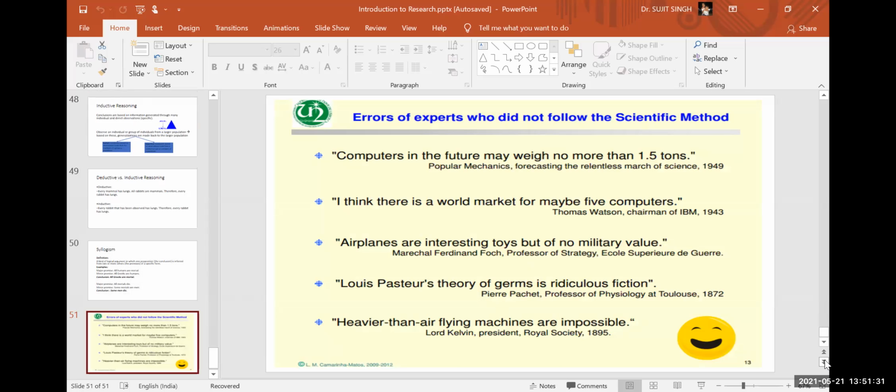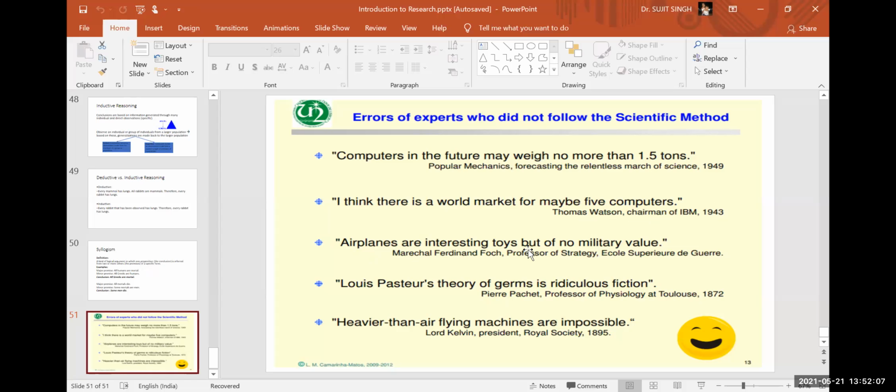And also remember this: when someone is going to discourage you or say something, some great scientists made predictions and they were wrong. Like, computers in future may weigh no more than 1.5 tons. I think there is a world market for maybe 5 computers, said the Chairman of IBM in 1943. Now see, each and every person has a PC, laptop, etc.